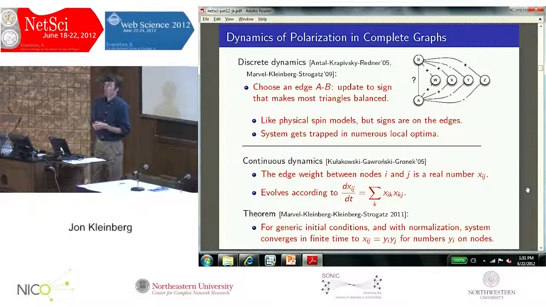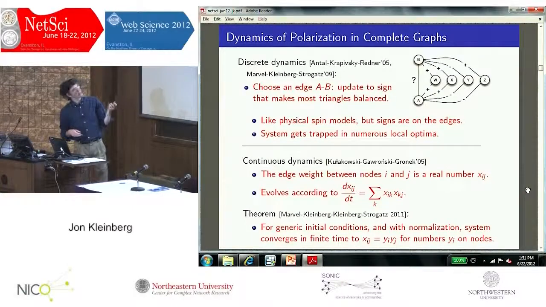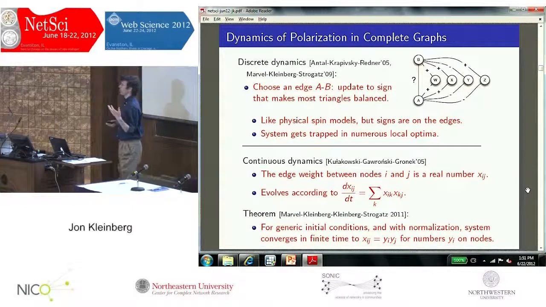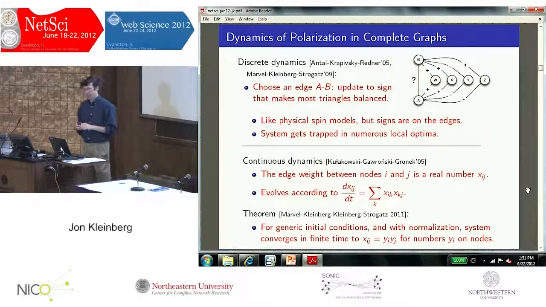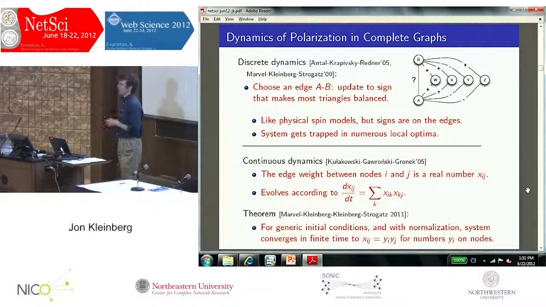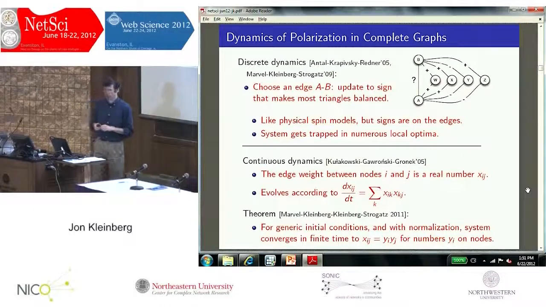Is there some other rule that manages to glide past all those obstacles and find the bottom of the energy landscape? It turned out that around the same time, a dynamics was proposed that actually achieves that in a very elegant way. This was some follow-up work that Seth, Steve, and Bobby Kleinberg and I did. A continuous dynamics for balance starts from the same picture. It was proposed by Kulikowski and his group in Poland in 2005.